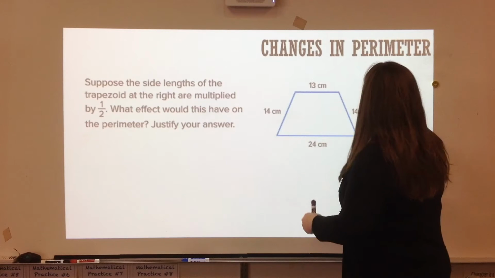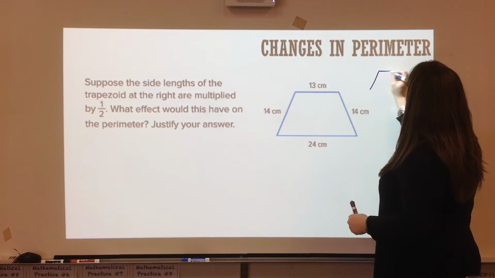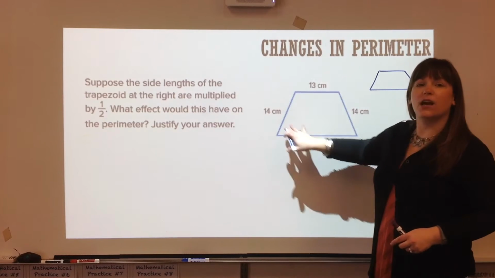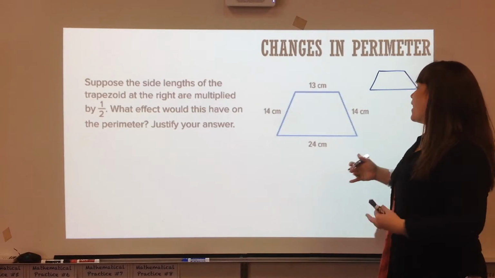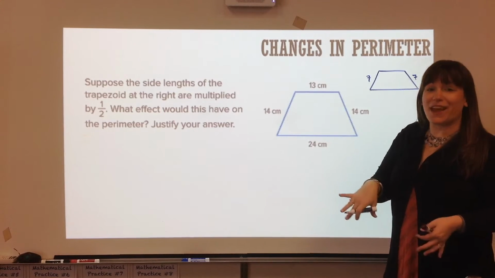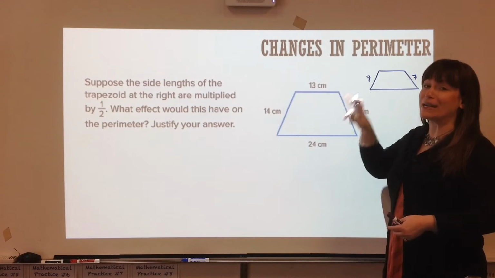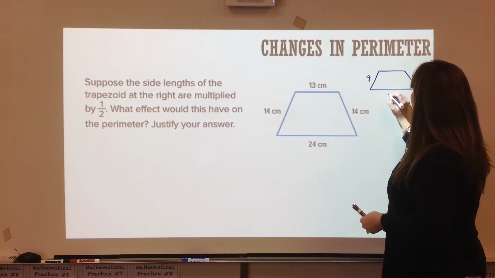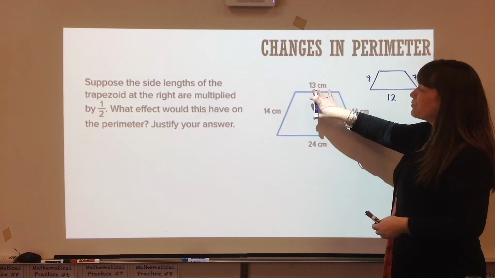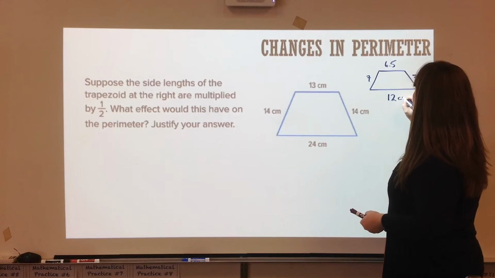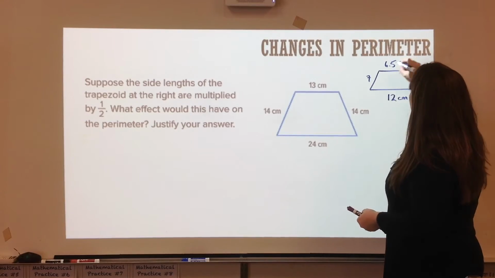So let's sketch out our trapezoid. It's going to be a little bit smaller, so we can pretend this is to scale. And we have to cut each number in half. The 14s are going to change to 7. Notice I put them on the corresponding sides, the legs of the trapezoid. The 24 is going to be a 12, and then the 13 is just going to be 6.5. And all of these are centimeters, and now we have our visual.